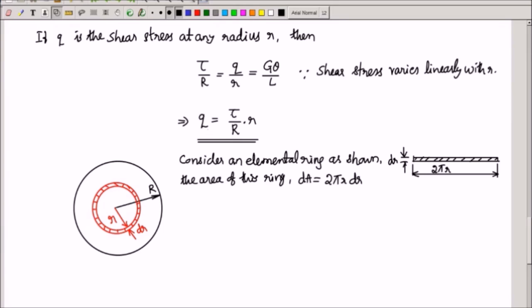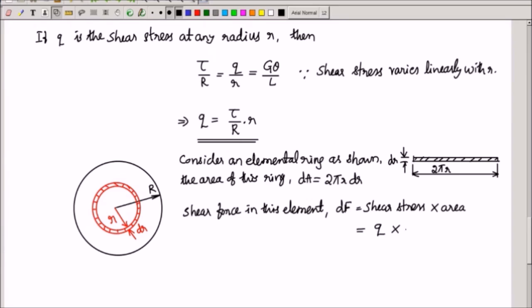And we know that small q is equal to tau by capital R into small r. So I can find the shear force here. Shear force in this element, call it dF, because it's a very small differential element. But shear force is what? Shear stress into area. Shear stress in the elemental ring is q, so q into dA. And q is tau by R into r, and dA is 2 pi r into dr. This is nothing but tau by R into r square into 2 pi into dr. This is the shear force in this element.